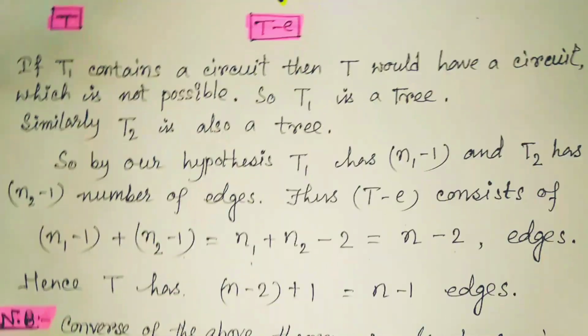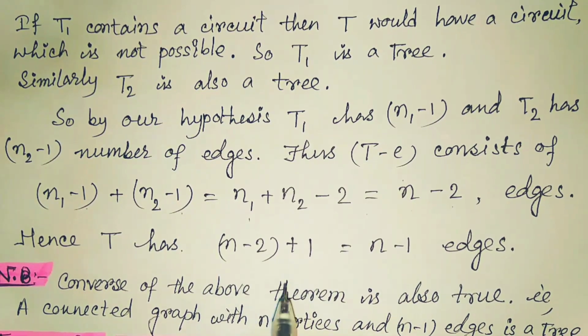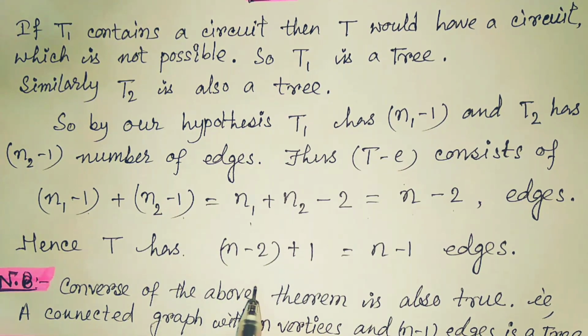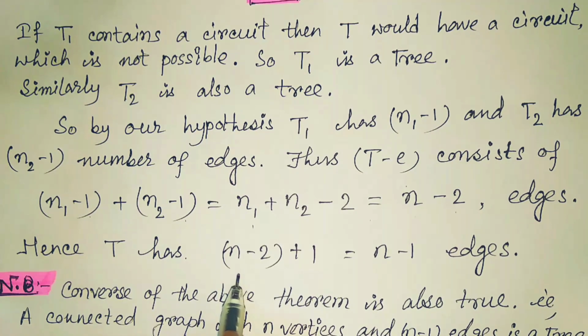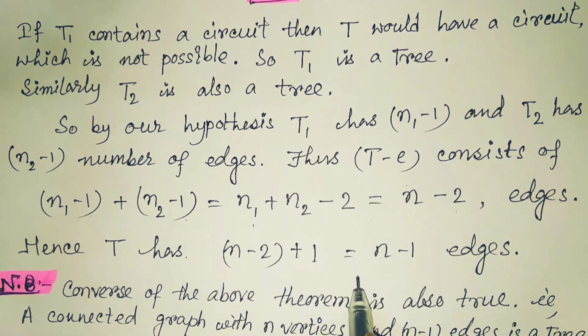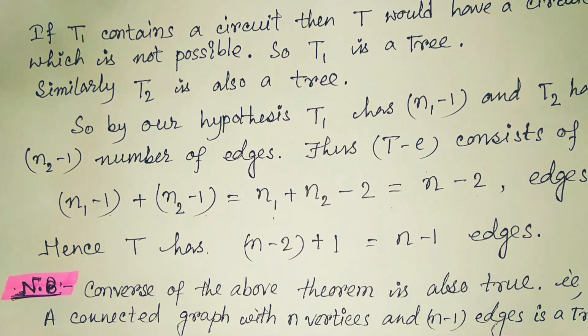Now hence the graph T has a total of n minus 1 edges, because one edge was removed from T to get the T minus E graph. So n minus 2 is the total number of edges for T minus E. With that, if we add this one removed edge, then we will find the total number of edges is n minus 1, and hence the theorem.